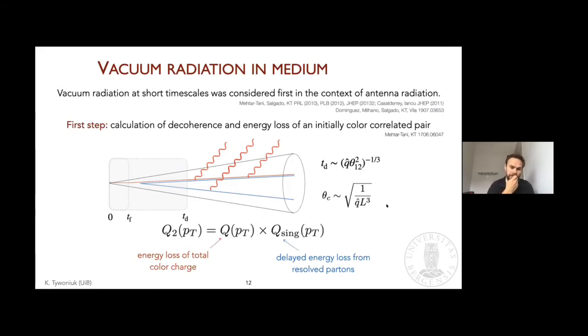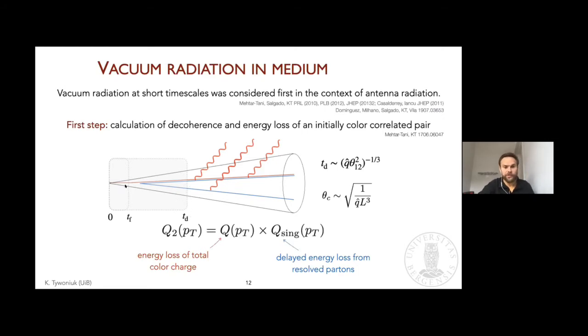So first of all, the energy loss, or this quenching factor, from this particular process of 1 to 2, has basically this factorized structure: it's the energy loss of the total charge, the red charge here, and then a singlet quenching factor, which basically contains a delay effect. So there are two time scales now in this image. One is called the formation time. That's when the splitting happens, and it is very short because this is a high energy, high momentum splitting.